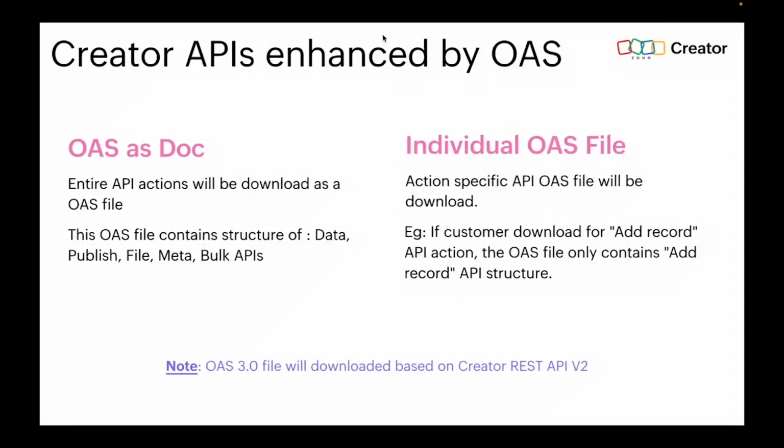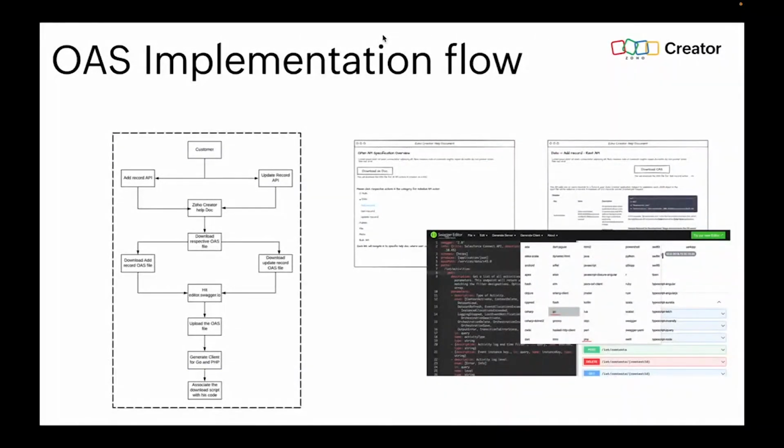Let's say that you want to just add a record and you want to include the API structure specifications for add record. In that case, you can download the OAS file just for add record and then upload it into Swagger. So this is how the implementation flow looks.